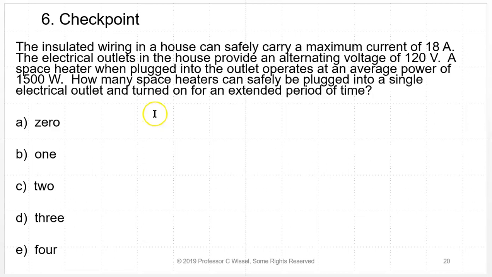The insulated wiring in a house can safely carry a maximum current of 18 amps. The electrical outlets in the house provide an alternating voltage of 120 volts. A space heater, when plugged into the outlet, operates at an average power of 1500 watts. How many space heaters can safely be plugged into the single electrical outlet and turned on for an extended period of time? Well, the limiting thing here is the 18 amps.